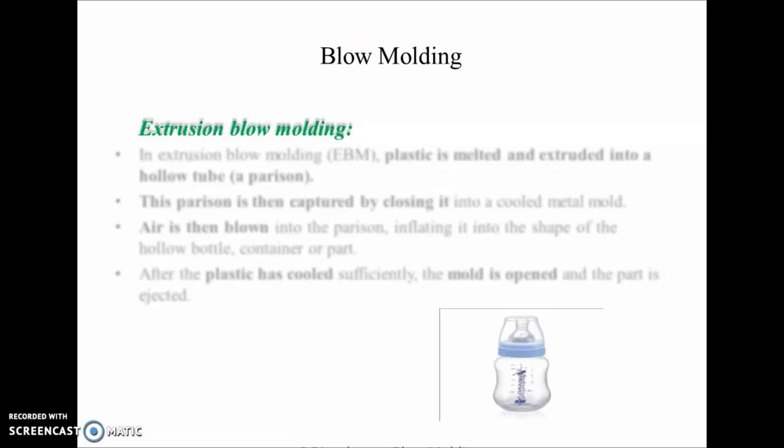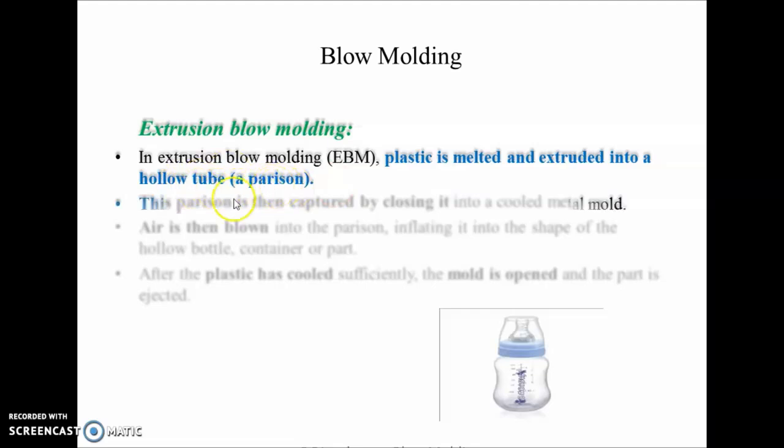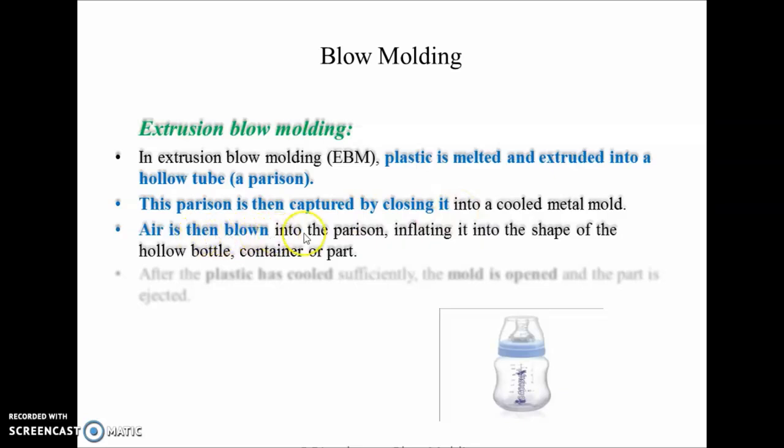Next, we are going to discuss the various types of blow molding process. First one is extrusion blow molding. As the name suggests, here the plastic is melted and extruded into a hollow tube, that is a parison. This parison is then captured by closing it into a cooled metal mold. Then the air is blown into the parison, inflating it into the shape of a hollow bottle, container or pot. After the plastic has cooled sufficiently, the mold is opened and the part gets ejected.